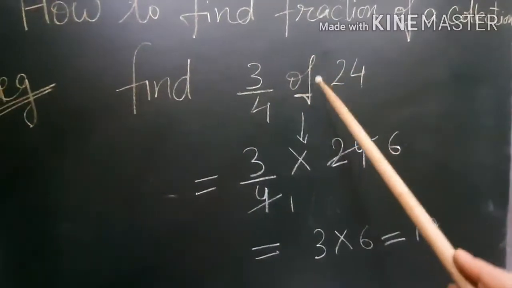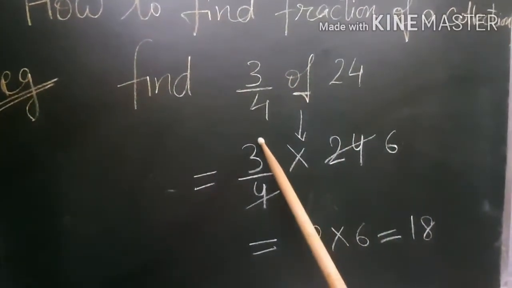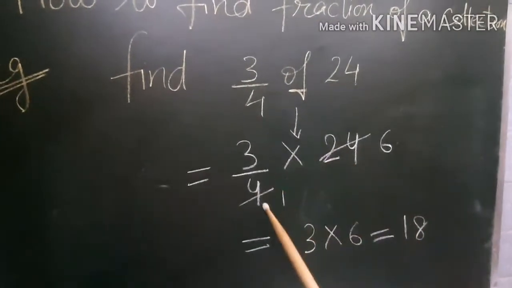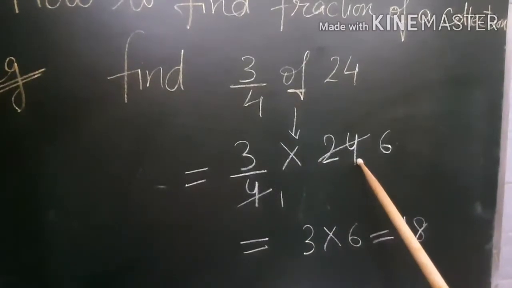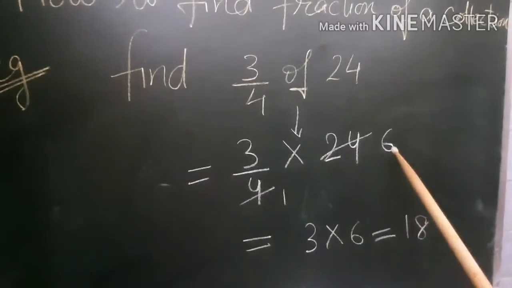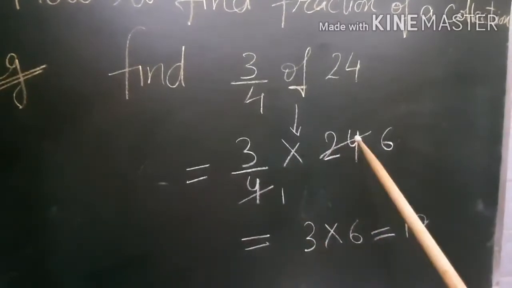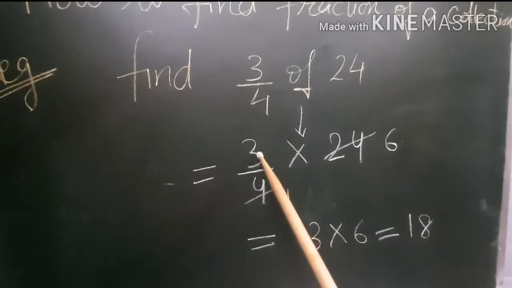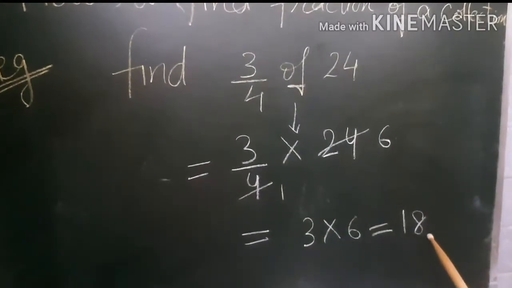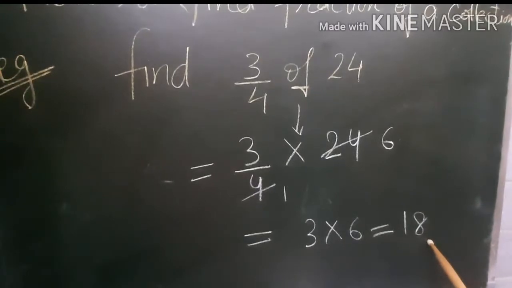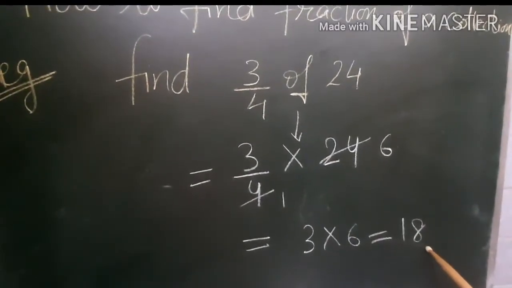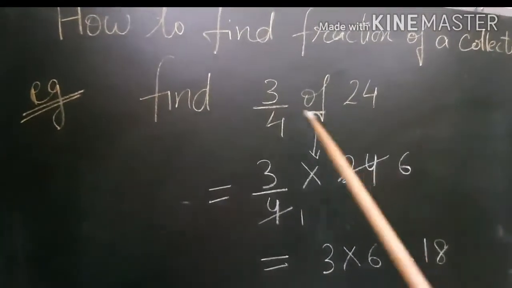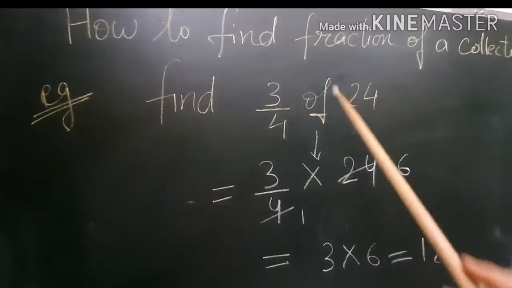Instead, I use the product sign and write 3 by 4 multiply 24. Now check whether these two numbers come in any table. As 4 sixes are 24, I divide both numbers by 4. I get 6, and 3 is already there. So we multiply 3 with 6, it is 18. So my friend gets 18 toffees and only 6 are left with me. This is how we find a fraction of a collection.